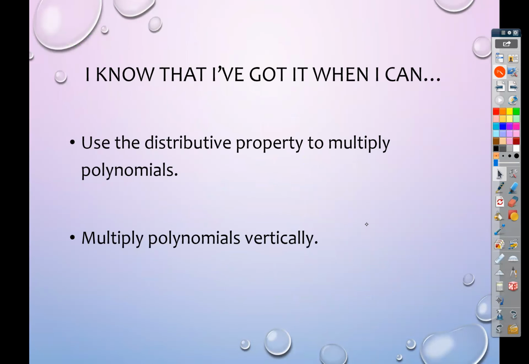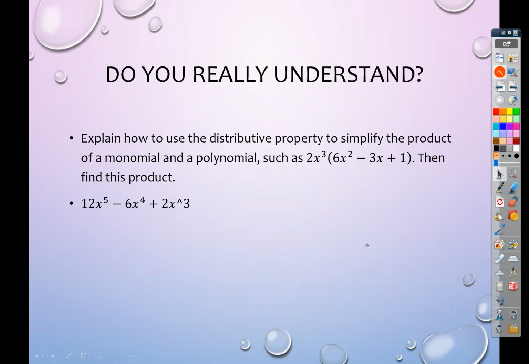Okay, so we multiplied polynomials vertically. So do you really understand? Explain how to use the distributive property to simplify the product of a monomial and a polynomial, such as 2x cubed times 6x squared minus 3x plus 1, and then find this product. And so if you do it, 12x to the 5th minus 6x to the 4th plus 2x cubed is your final answer.